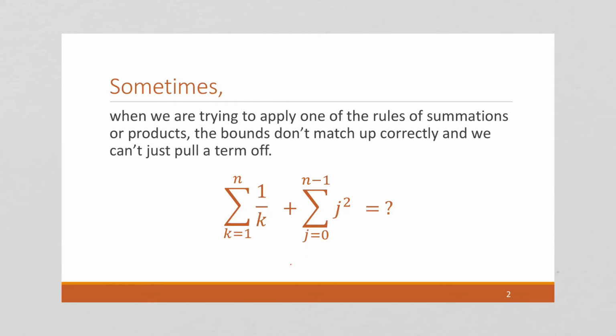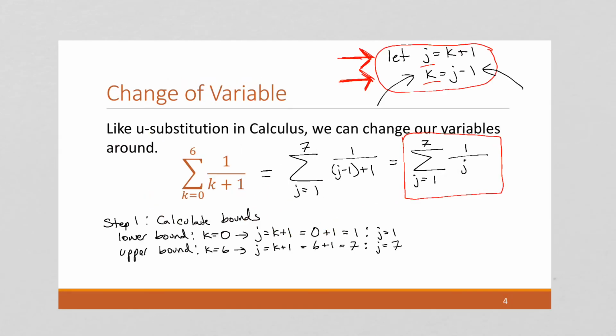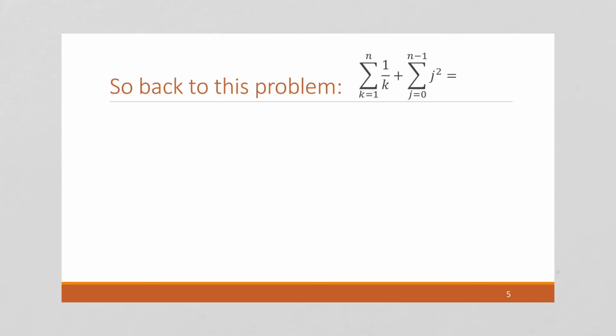Instead, what we're going to do is a change of variable, which is going to work especially well if we have the same number of elements in each summation. So you can pause this video and try this on your own. But what I was saying a moment ago was that a change of variable is going to work especially well if we have the same number of elements in each sum, right?